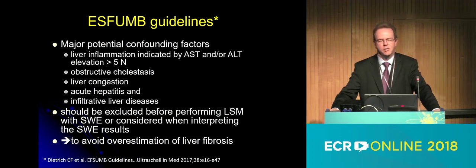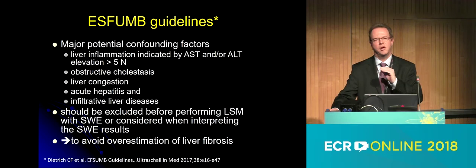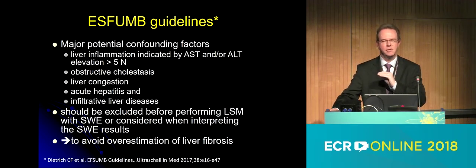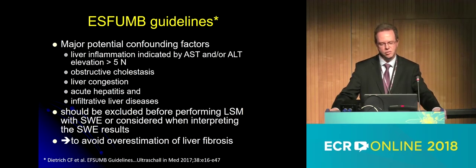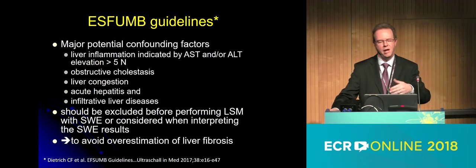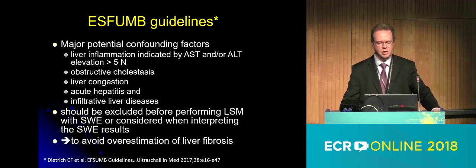That's again an argument to say that when we don't know all these things, the best way is to provide only the number of the liver stiffness result and not try to convert it into a stage of fibrosis, because then we need everything like that to be able to do it.